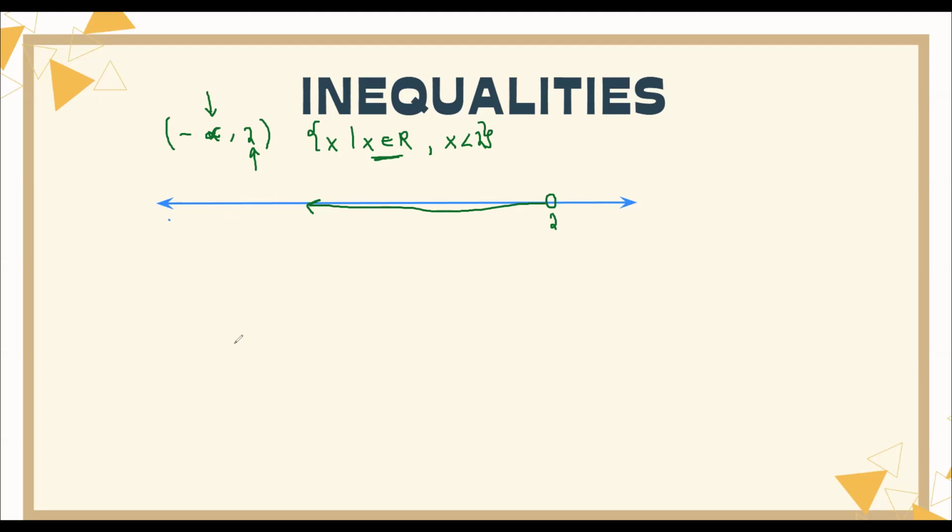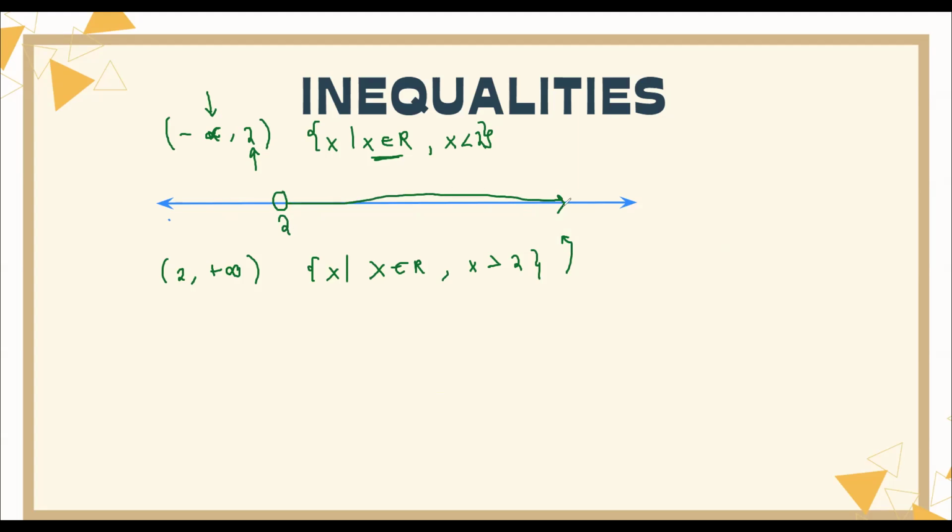Okay. So similarly, let's say we have 2 as the minimum value. If we write this in set form, we have x where x is a real number and x is greater than 2. So it will look like the opposite over here. 2 is, well, not our minimum value. Our minimum value has to be greater than 2, going to infinity.